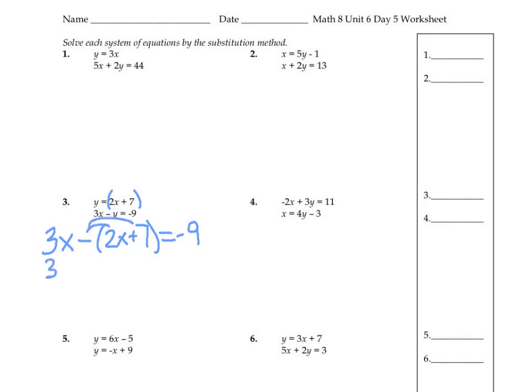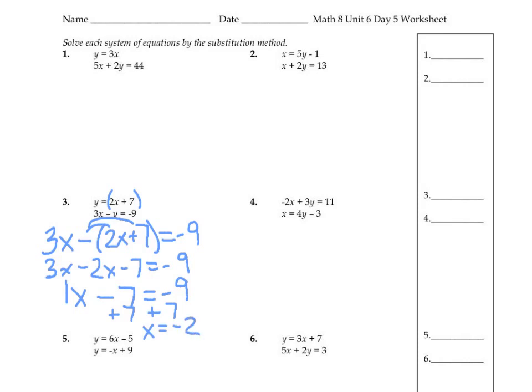So we have 3x minus 2x minus 7 equals negative 9, because we distributed the negative to 2x and then to 7, so we have negative 2x minus 7. Then we have 3x minus 2x is 1x minus 7 equals negative 9. So then we can add 7 to both sides, and we get x equals negative 2.